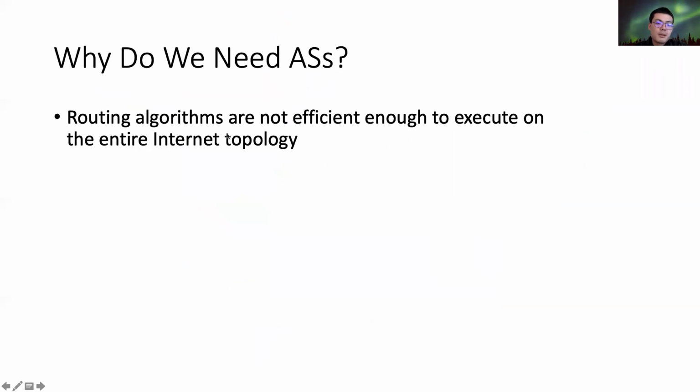Because routing algorithms are not efficient enough to execute on the entire internet topology. Just like what we talked about before, if you use a switch method for organizing addresses and don't use IP addresses, which are clustered by prefix, then you cannot handle the internet. It's the same for the routing protocols.